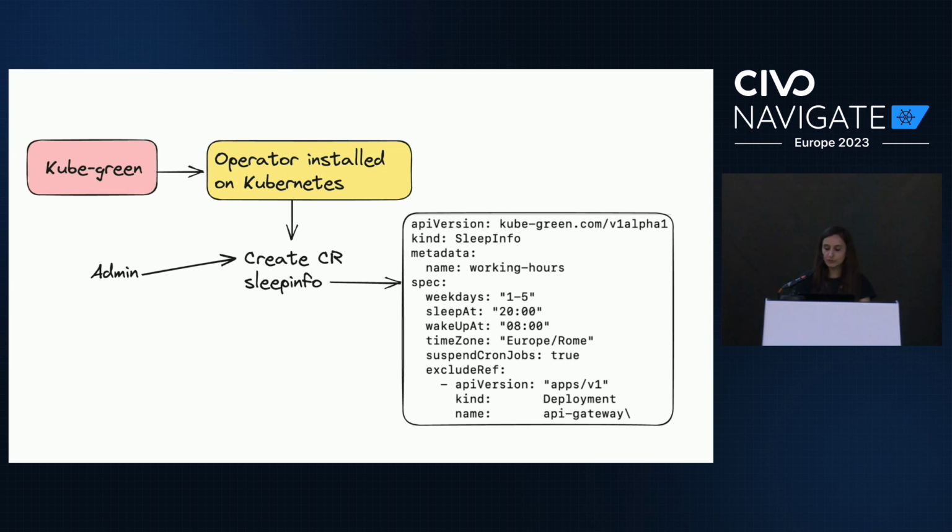And this is exclude reference. So if you want certain deployments to be excluded, you need to mention them here under this exclude reference. Otherwise, all of your deployments go onto the sleep. So this is how the CR looks like. And this is how you can save the energy consumption for the 5 days onto your development and staging environments.